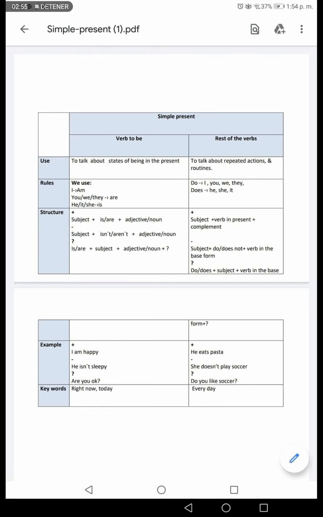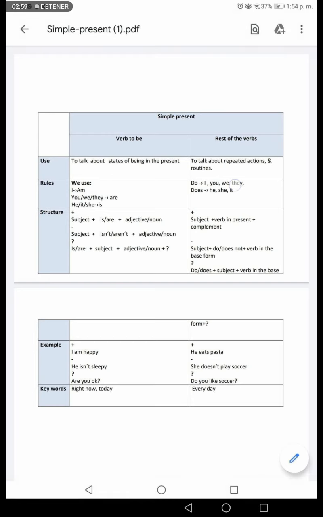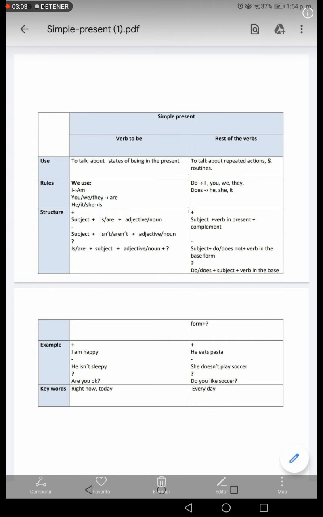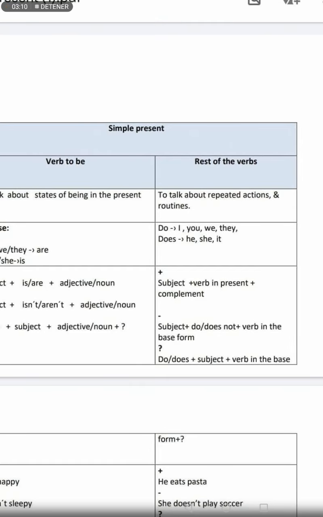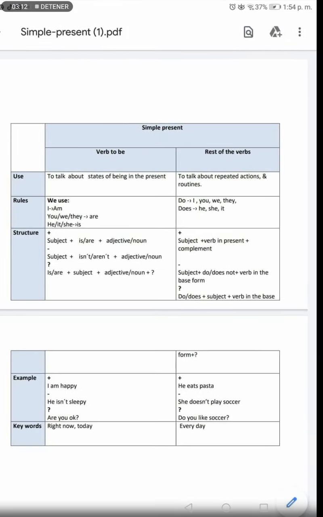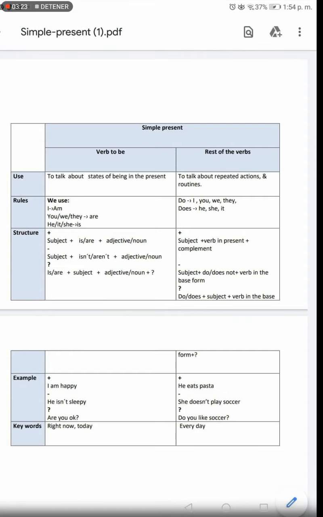So with the rest of the verbs, we need an auxiliary verb. Do is going to be for I, you, we, they. And does is going to be for he, she, it. These auxiliary verbs are going to be used for negative and questions. Now we have the structures for the simple present with the rest of the verbs. So we start with the subject, then the verb in present, and finally the complement. That's it. Subject, verb in present, and complement.